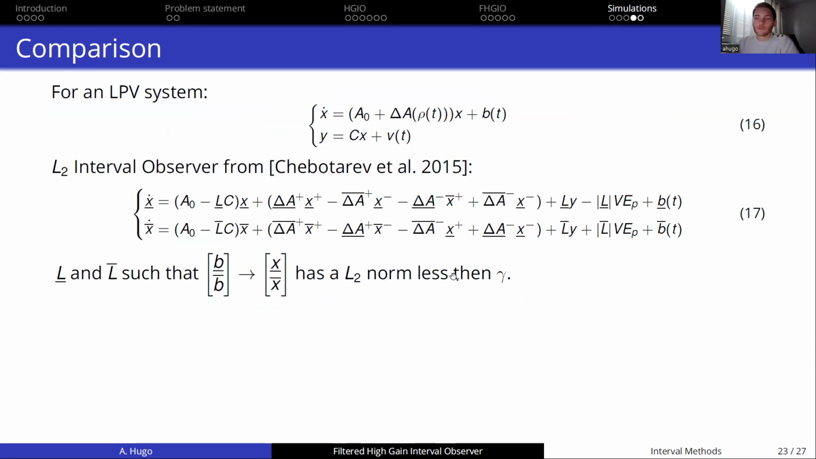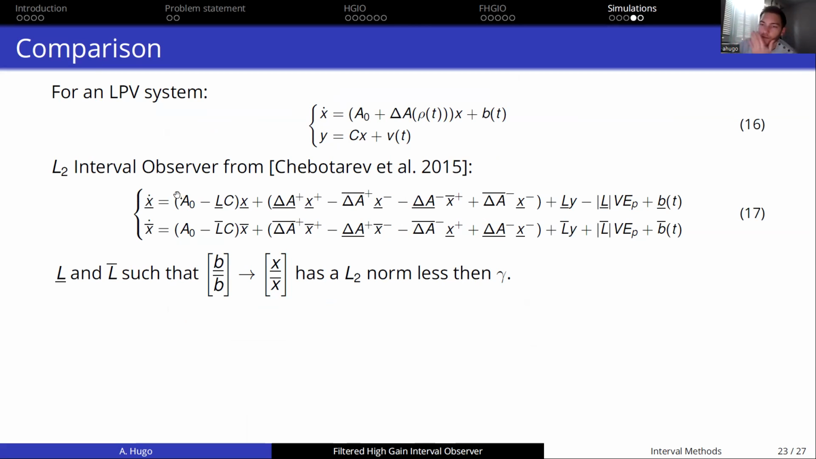So now I will move on to the comparison of my observer with another L2 performance interval observer designed by Thabet, Raïssi, and Efimov. So we consider an LPV system here. It's a little bit different from the one in my problem statement, but it can be written in this form too, so it's not really a problem.